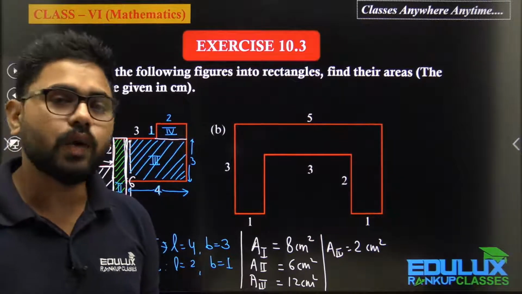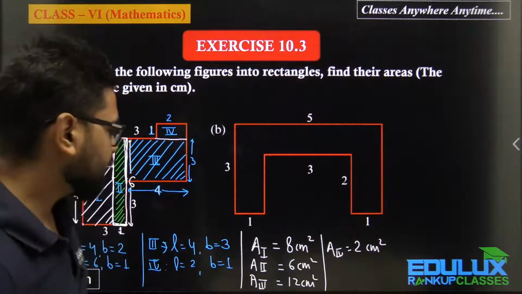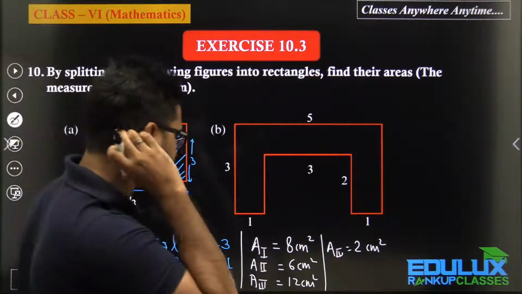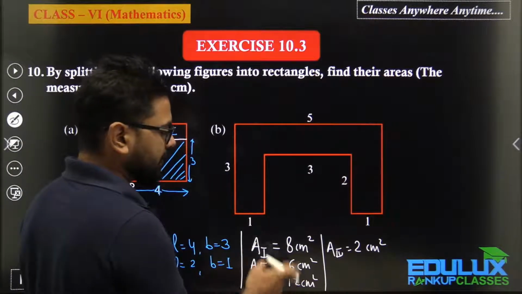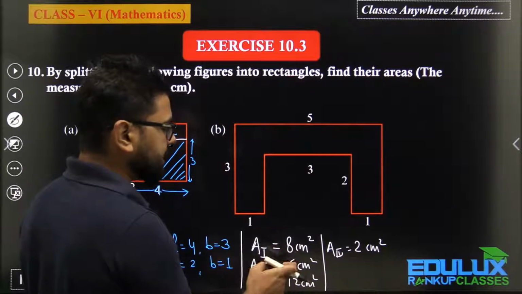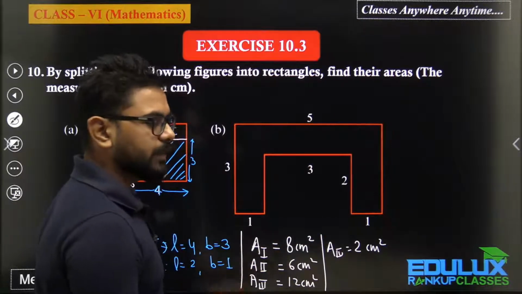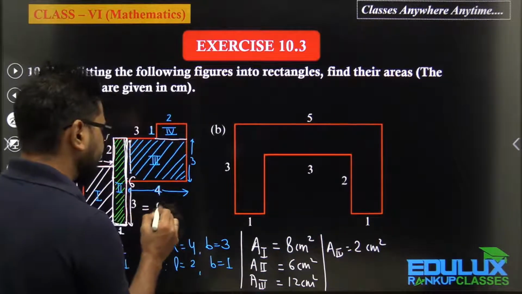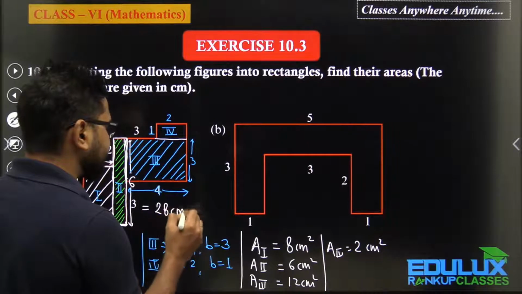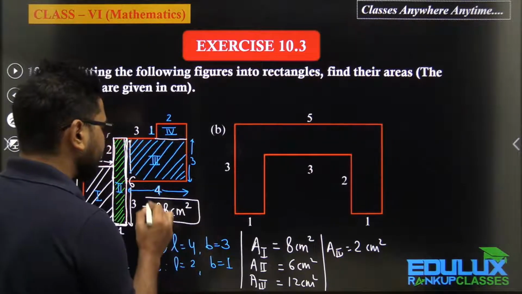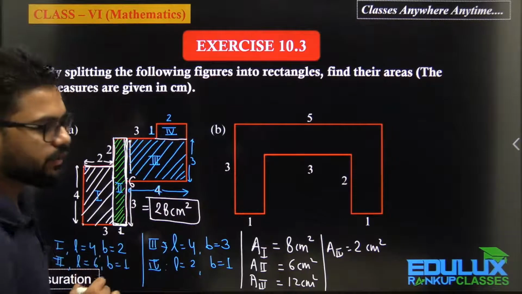Now we just require them to add to get the answer. So if you're going to add these, you will be adding like 12 plus 8 is 20, and 6 plus 2 is 8. So 20 plus 8, that will be equal to 28 centimeter square is the area of the complete figure. This is the area of this complete figure.